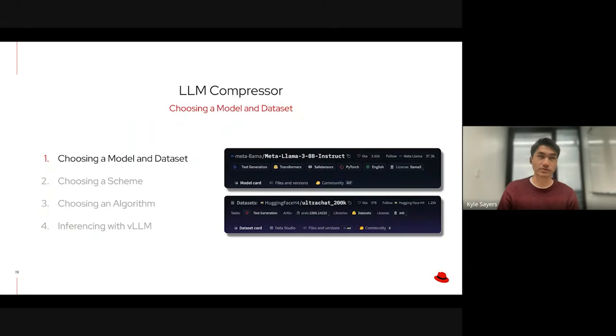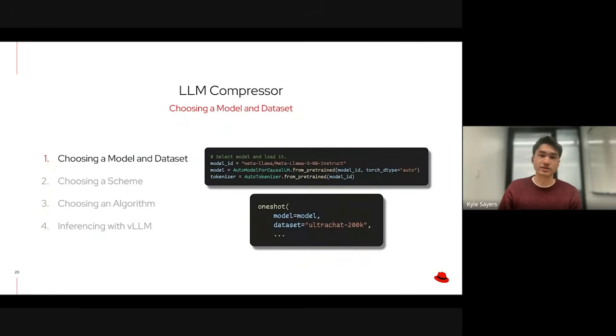In most cases, you'll be able to get away using the UltraChat dataset, which is a very general dataset used for calibration. Unlike fine-tuning, the dataset doesn't actually have to reflect the actual distribution that your model is using, but using a dataset that does reflect that distribution can yield benefits. So once you have your model and your dataset, you can load these directly in transformers and then call the one-shot function, which is provided by LLM Compressor in order to compress your model. So for example, we're compressing a model using the UltraChat dataset here.